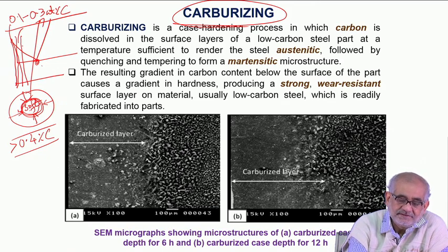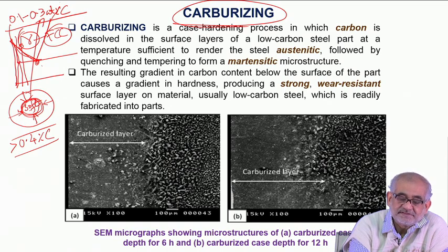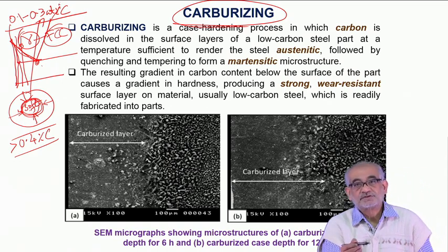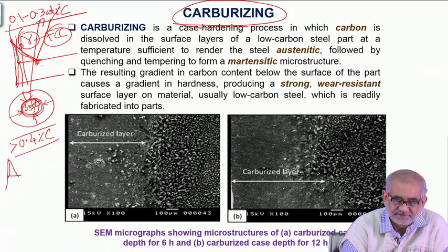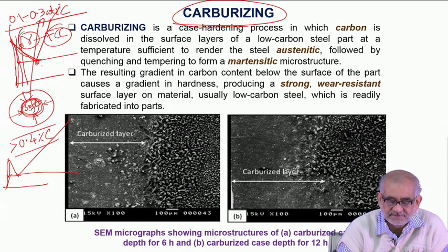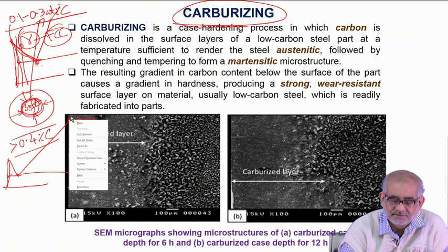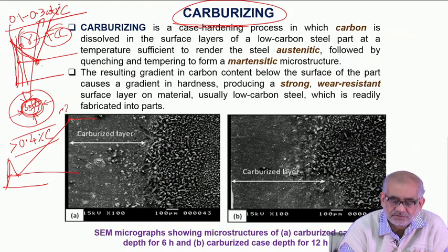Now, we again need to go to a temperature higher than the AC3 temperature. Why is it so? Because we want the entire microstructure of the steel to be austenite. And why austenite? Because austenite, we all know, is FCC, face centered cubic, and the limit of carbon solubility in austenite is the highest of all the possible solid phases of steel. If I draw it afresh, this is the steel portion we are talking about, and this is the beginning of the eutectic isotherm, which is approximately 2% carbon.